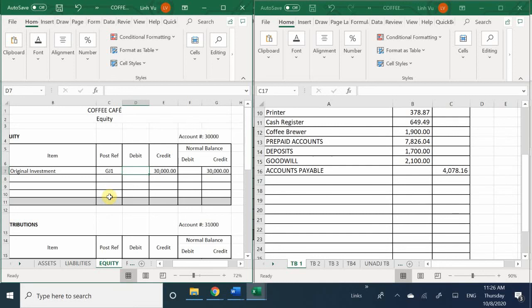Equity. Did we have owner's equity? Yes, we did.